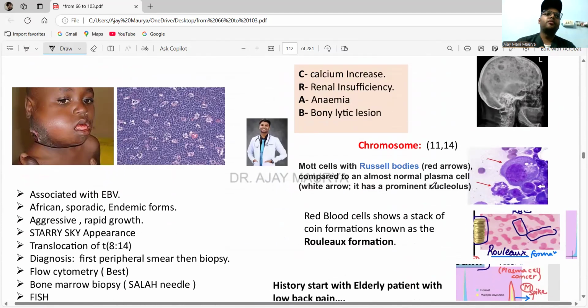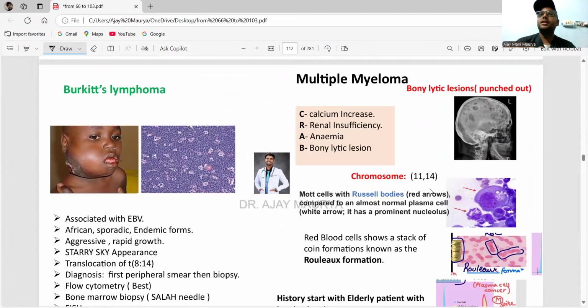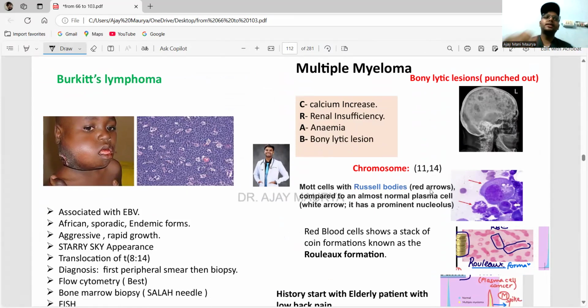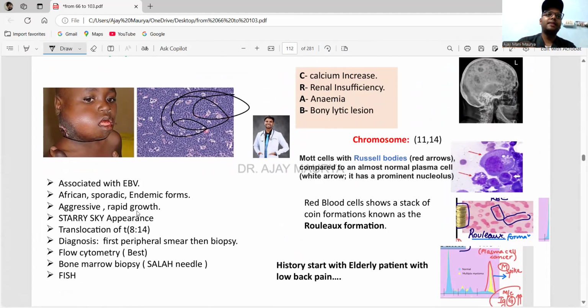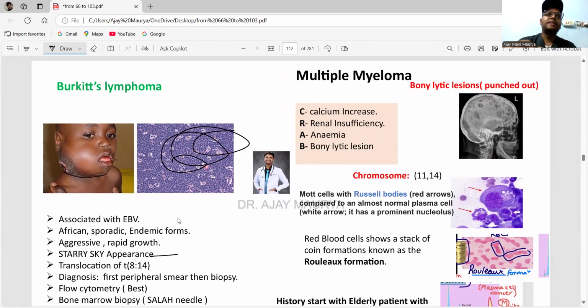Next up, Burkitt's lymphoma. This is how we are going to catch the points. If they describe a starry sky appearance, it's Burkitt's lymphoma. Remember, B looks like 8.